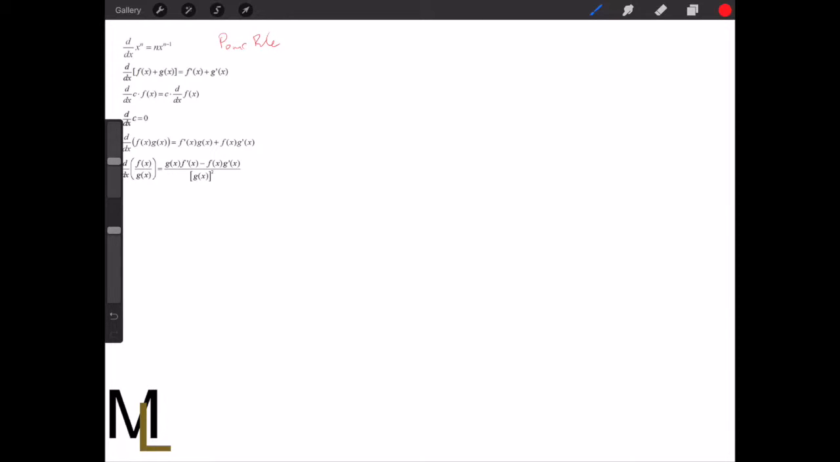This is your sum rule. Your multiply by a constant. Derivative of a constant. Your product rule. And your quotient rule. So if you don't have these memorized, you should go ahead and memorize them. They're going to keep coming up.